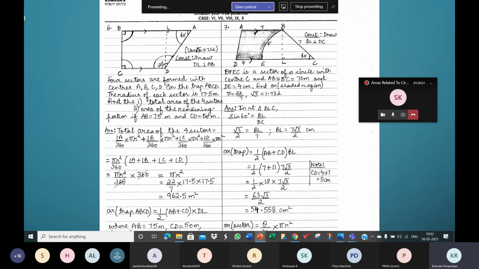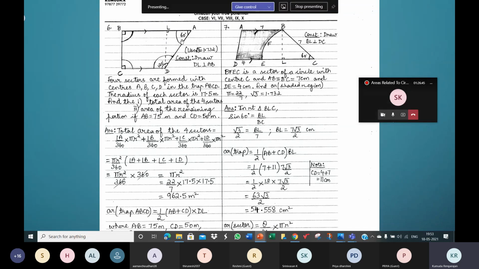Now, 4 sectors are formed with centers A, B, C, and D. The radius of each sector is 17.5 meters. We need to find the total area of the 4 sectors.